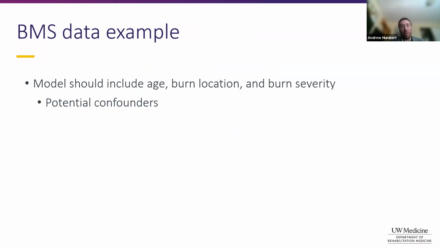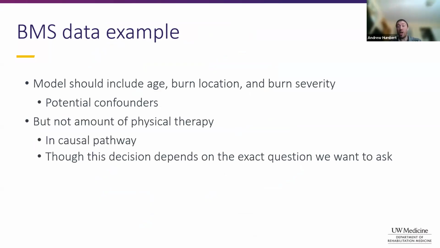Again, concluding what I showed on the previous slide, the model should include age, burn location, and burn severity based on my theoretical model, right? I built that theoretical model, and now I know what to do in my statistical model. I include these as potential confounders, but I do not want to include the amount of physical therapy because it's in the causal pathway, right?